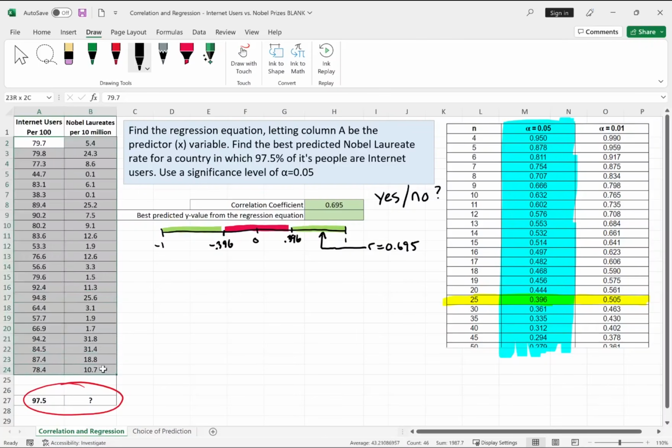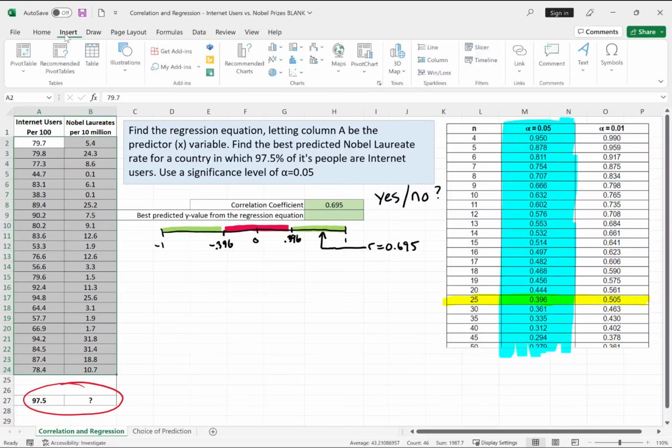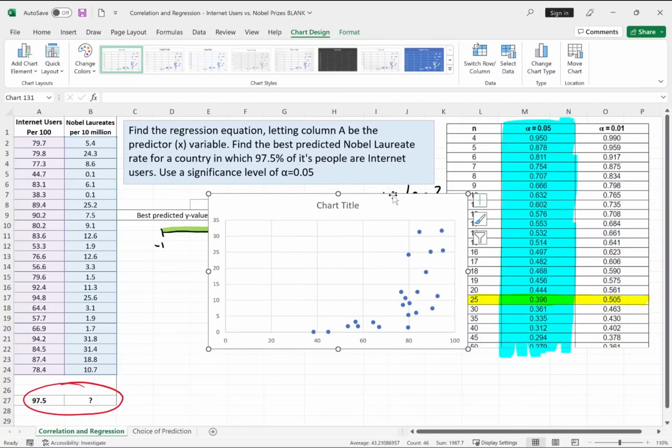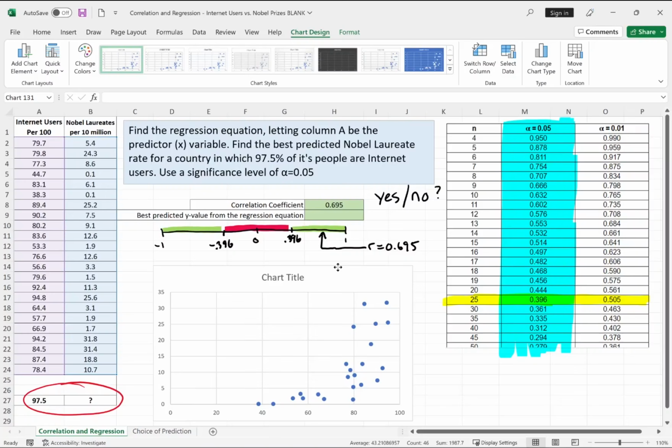So first, let's graph this data, these matched pairs. We'll graph them as a scatter plot. So highlight our data. Insert, and we'll pick the icon that looks like the graph we want. We want a scatter plot, and that looks like this one down here. All right, so there's our scatter plot. We don't need to do much. We don't need to do anything in terms of editing right now.